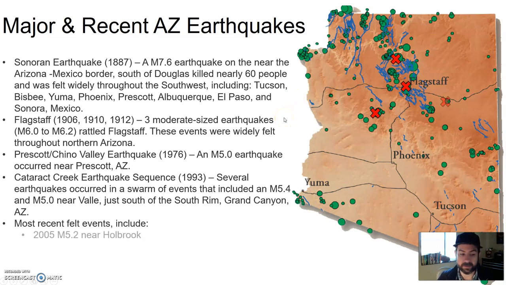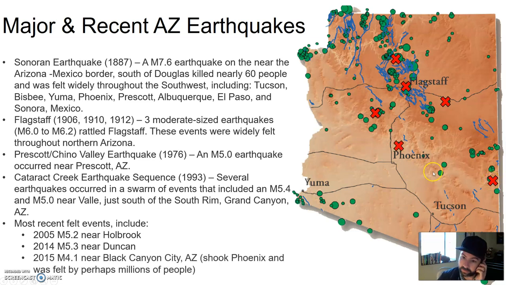More recent felt events include, in 2005, a magnitude 5.2 near Holbrook, a 5.3 near Duncan in 2014. In 2015, there was a magnitude 4.1 near Black Canyon City, which shook Phoenix and was perhaps felt by millions of people. There's also been more recent ones in Mexico that we have felt in Phoenix. I have definitely felt some earthquakes at my household in the past 7-8 years. Well, I'll save how I knew that for a later time.